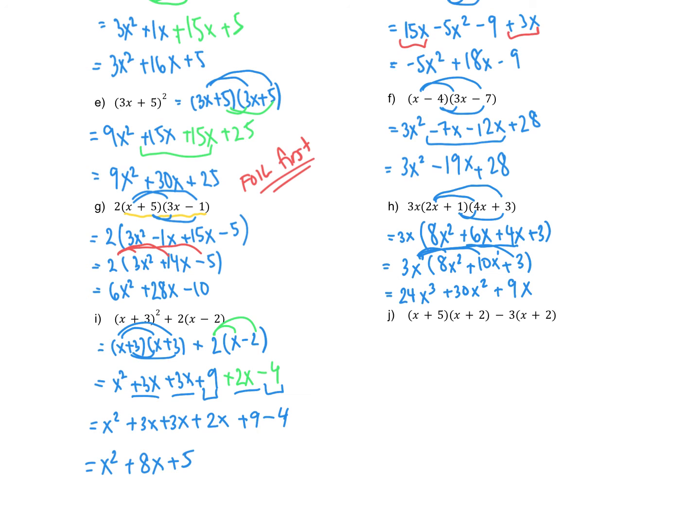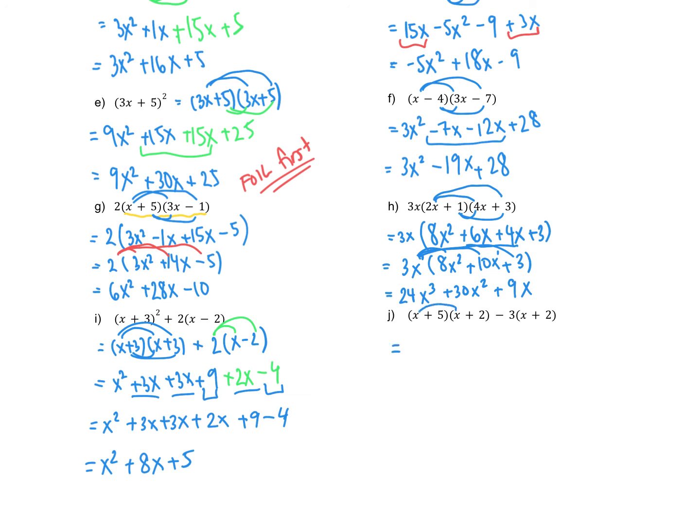All right, last one. I want you to try this out on your own. It's the same idea. You have a FOIL at the beginning and a grade 9 distribution at the end, and then some collecting. So pause the video, try it out, then come back to check your work.